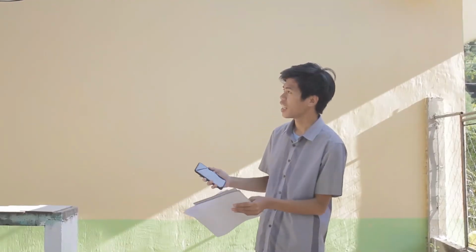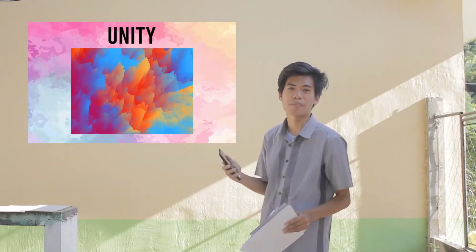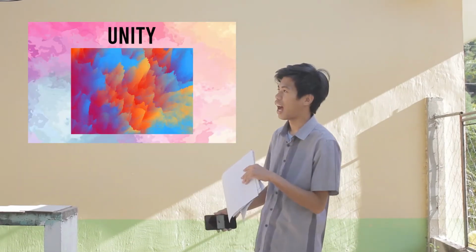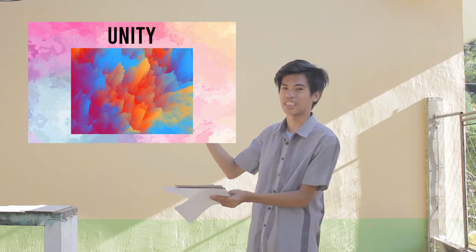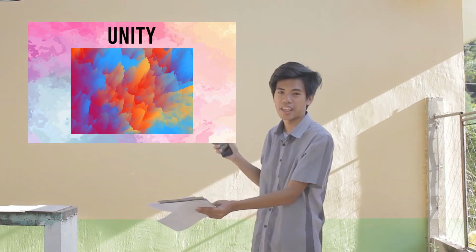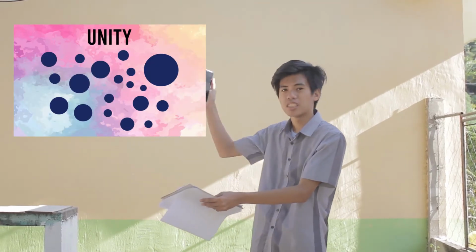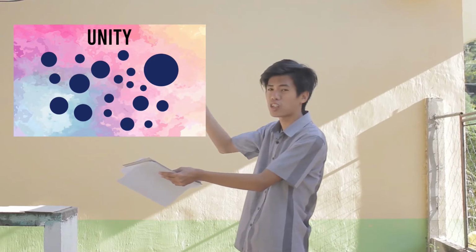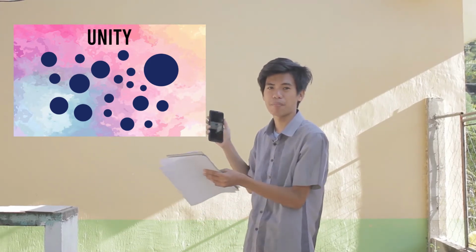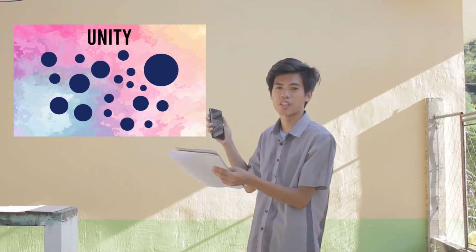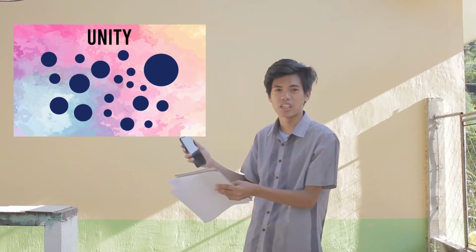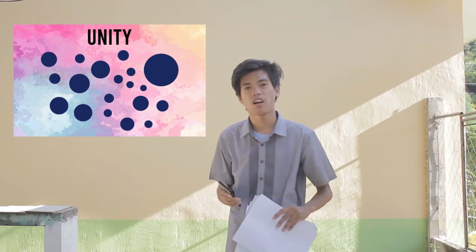So unity, like in this example, can be done by colors. As you can see, the colors have their own unity because they are grouped together. It can also be done by shapes. So as you can observe, these circles are in a group. So they are united. So shapes are also part of the elements of art.